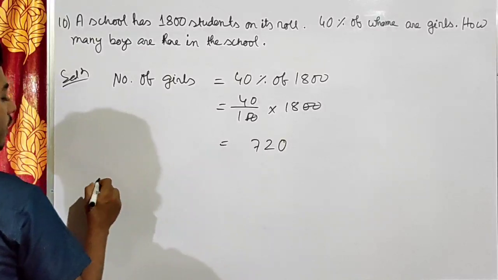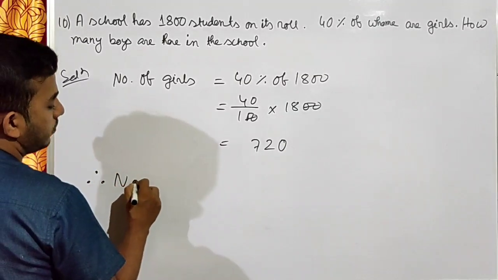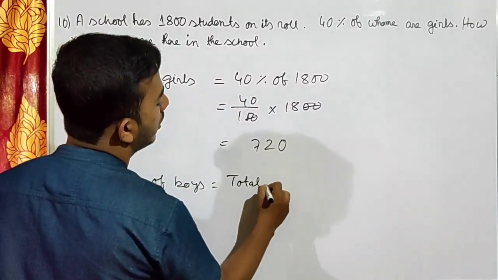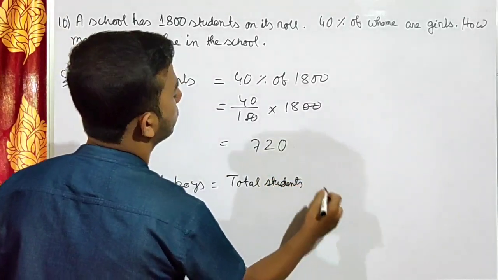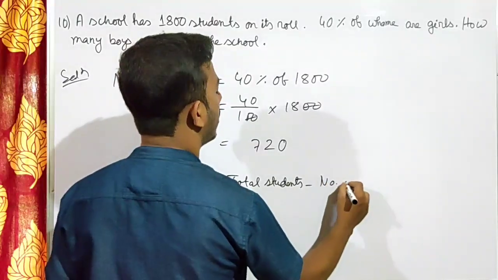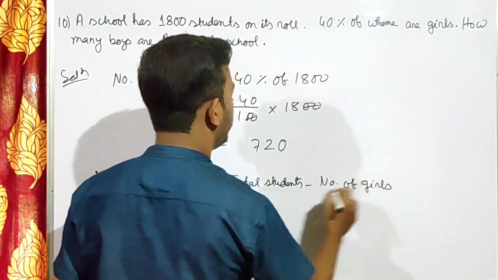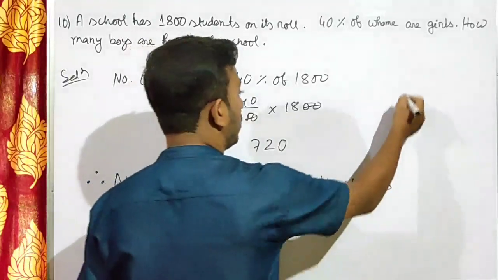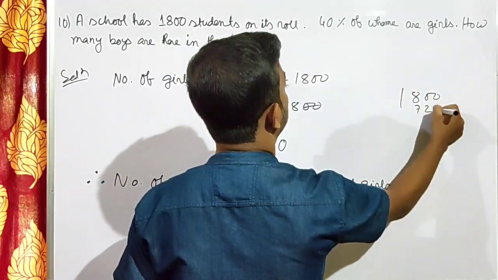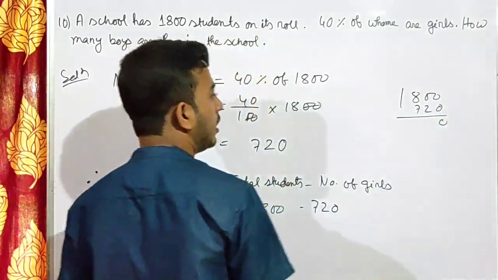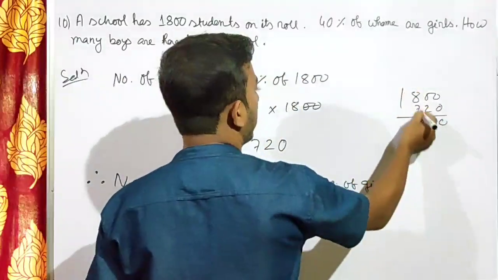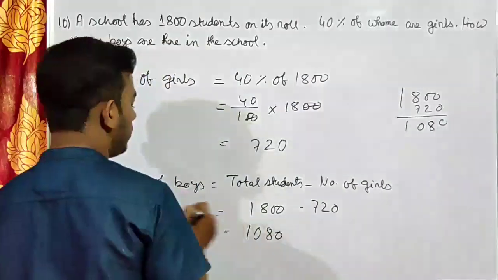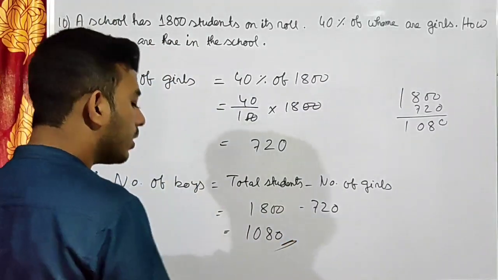Okay, so we'll write therefore number of boys will be total students minus number of girls. Total students 1,800, number of girls is 720, isn't it? So look, 1800 minus 720. 10 minus 2 is how much? 10 minus 2, it is 8. Then 7 minus 7 is 0. Then 1. 1080. That is total number of boys is how much? 1080. Okay, I hope this is clear to you.